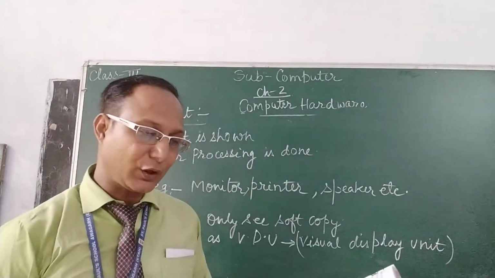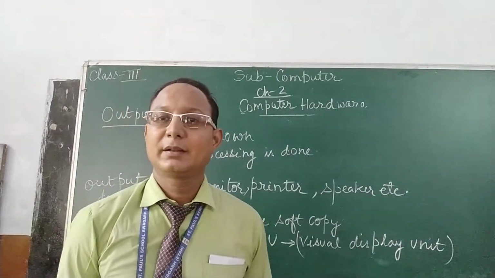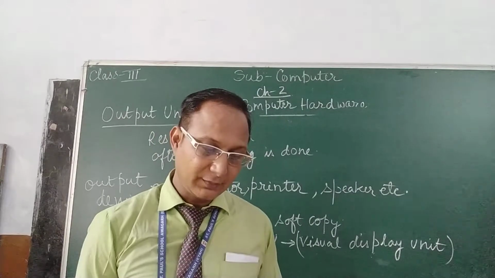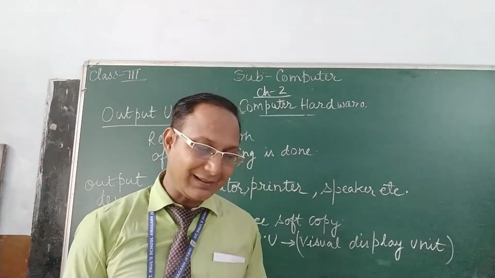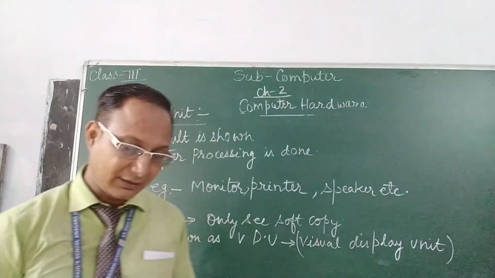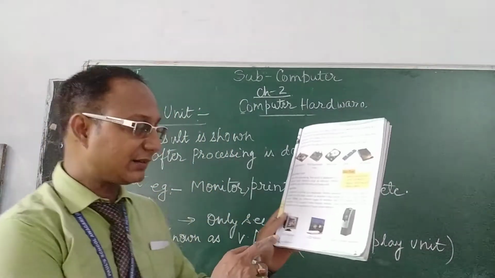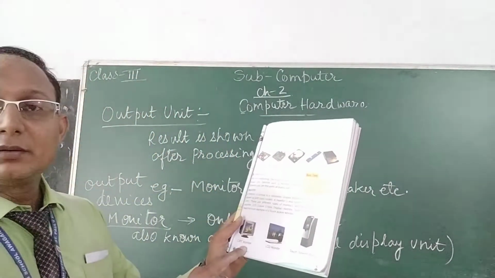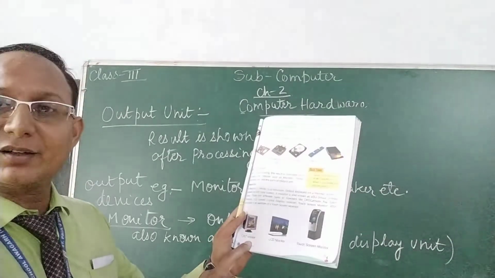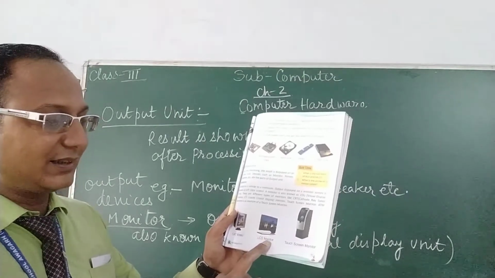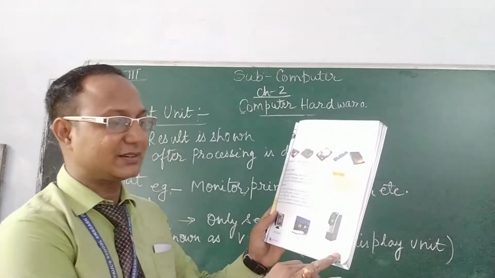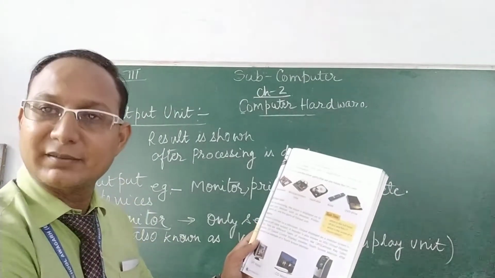There are different types of monitors and there are categories in monitors. These are CRT, LCD, touch screen. You can see the pictures in your book. This is a CRT monitor. It looks like an old television. This is an LCD monitor. This looks like an advanced television. This is a touch screen monitor. This is an ATM machine.